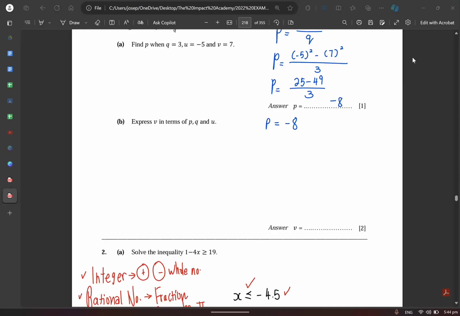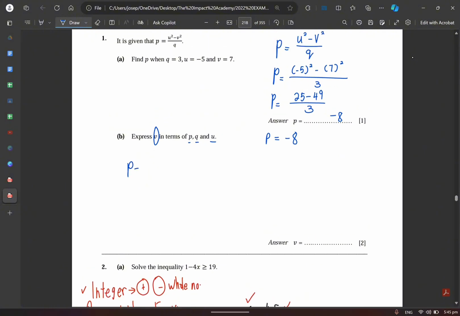For the second question, you must understand what it means to express V. Express V means V on the left. I always tell myself, express V means V on the left. They want you to express it in terms of P, Q, and U, correct or not? That means my answer needs to have P, Q, and U. First thing first, you write out what they have given to you, which is P is equals to U squared minus V squared over Q.